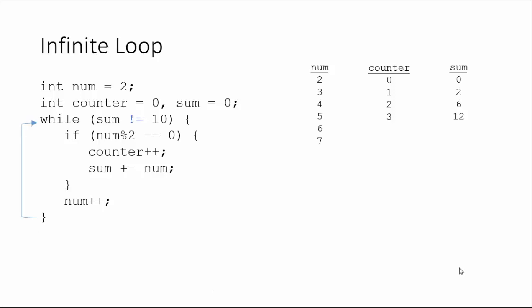If your condition will never evaluate to false, you will get an infinite loop, meaning that the statements will be executed over and over. So in this example, my condition is to test if sum is not equal to 10. So the values in sum were 0, 2, 6, and then we went to 12. We will never get to 10, and the loop will never end.